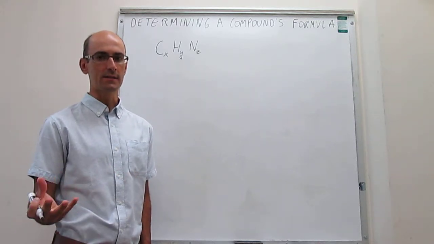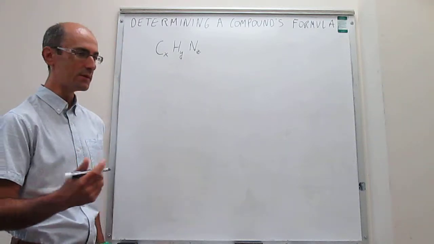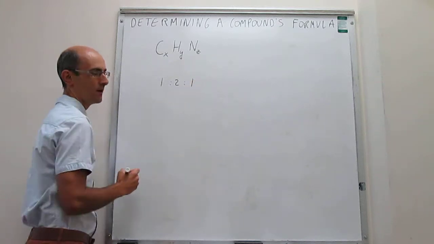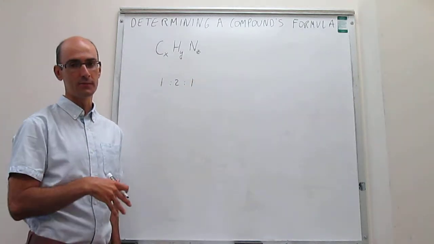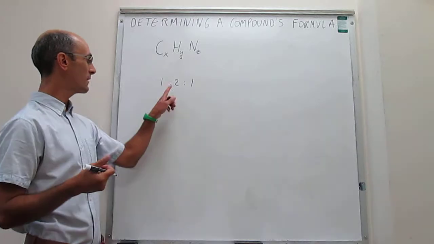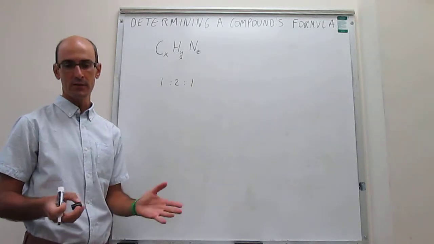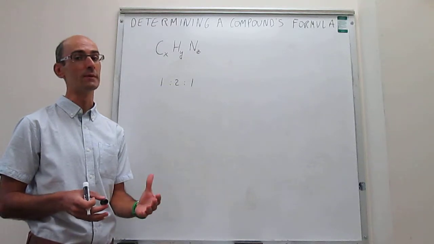Okay, the idea is as follows. Let's assume that the numbers turn out to be 1, 2, 1, that is x, y, and z. What that means is that at the molecular level, you're going to have 2 atoms of hydrogen for every atom of carbon and for every atom of nitrogen. So that's essentially what happens at the atomic level.